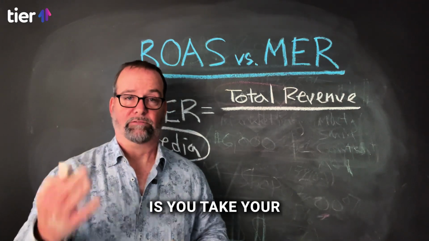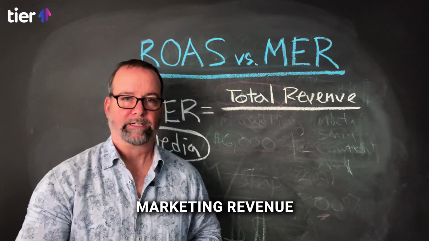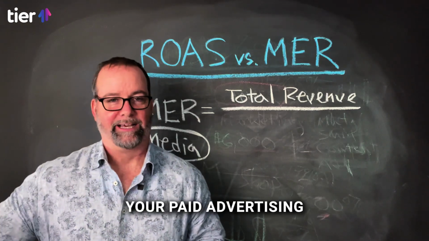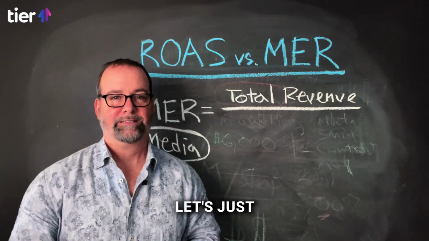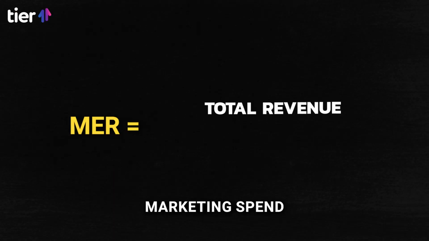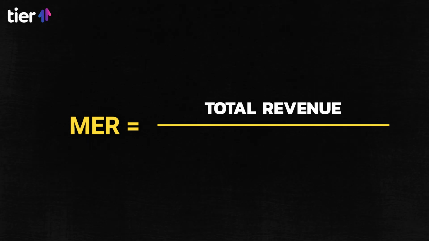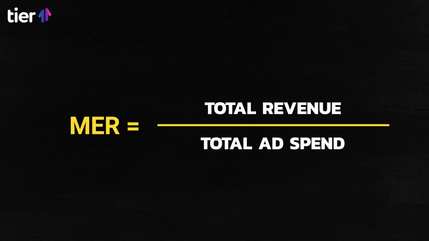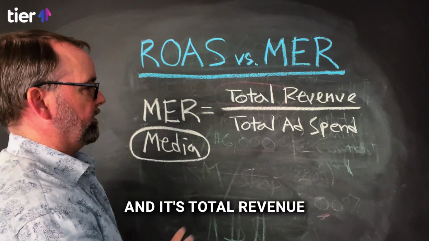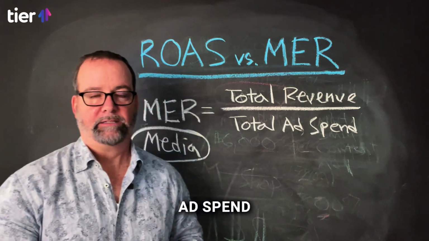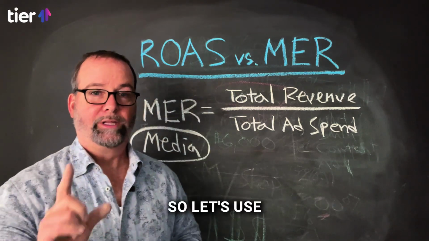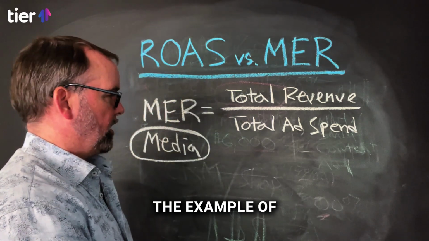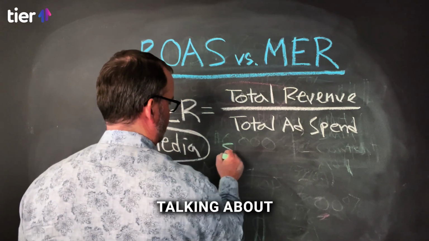So all you do is you take your total revenue, or your total marketing revenue. If you can stratify it out to just your paid advertising, you can do a hybrid of this too. So there are a lot of variations here, but let's just keep things simple. It's basically your total marketing spend. So let's say, in this case, ad spend, because we're going very media efficiency ratio. And it's total revenue divided by total ad spend. MER is a much more global metric that you want to keep an eye on. So let's use this as an example. We'll use the example of the beauty brand that we've been talking about.